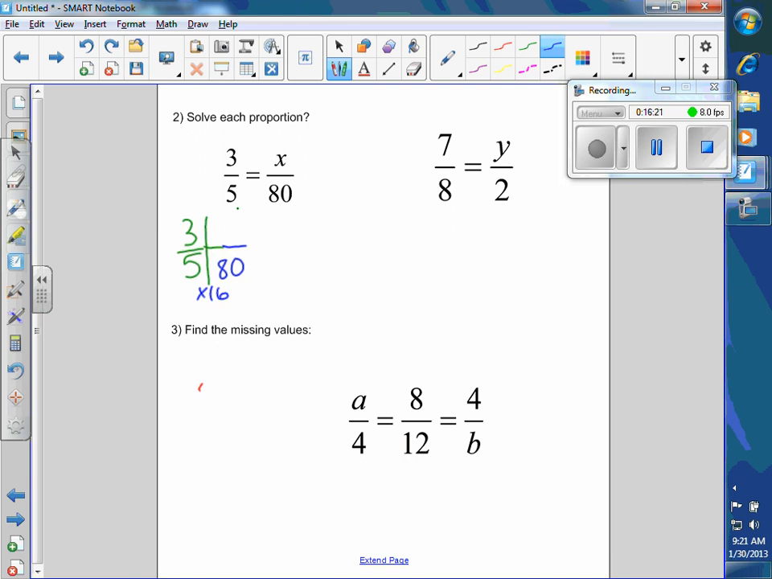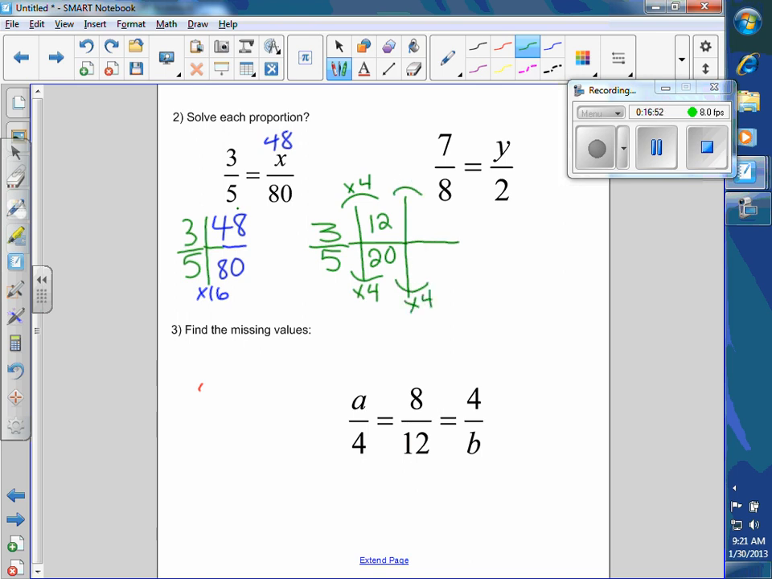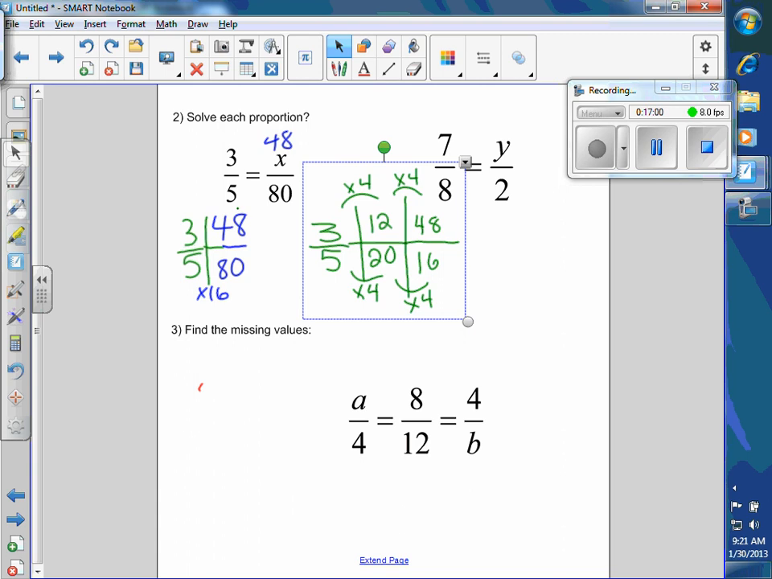Sarah? 48. So the missing value is 48. Okay, Sammy, what else you could have done if you couldn't come right up to 80, you could have multiplied by 4. Yeah, that might have been easier if you got really stuck, and then times by 4. And you still get the right answer. So good job on that one. Nice job. Let's shrink that up.